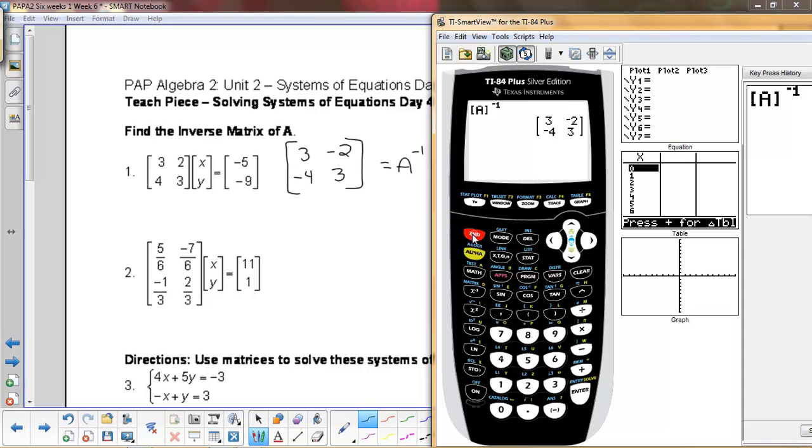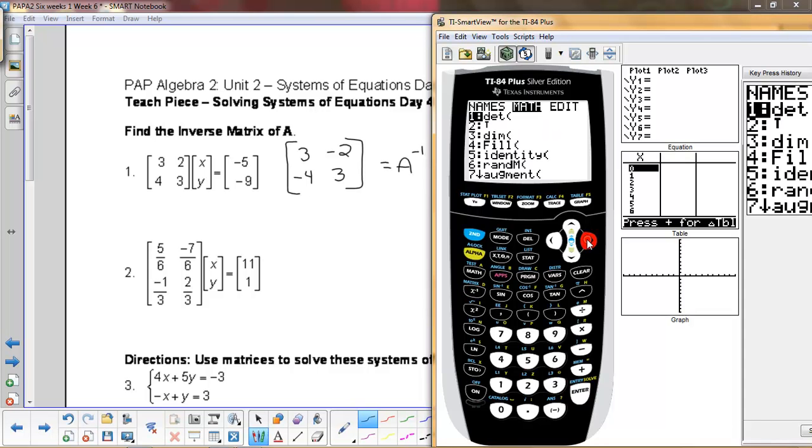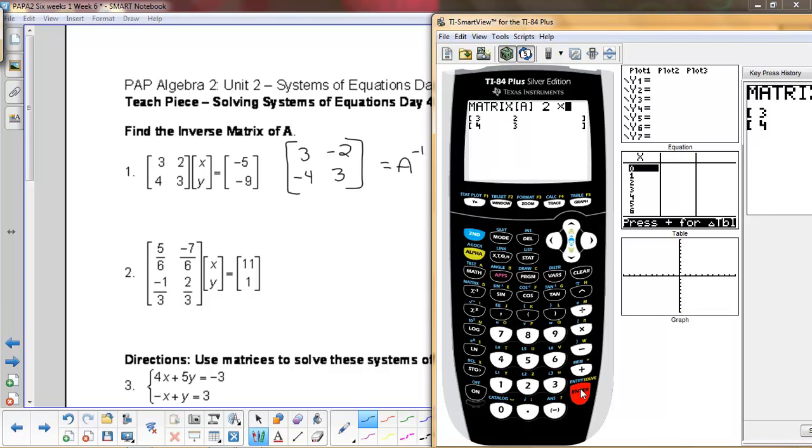Right, now that you've found matrix A, let's make sure that you've got it. The way to do it is going back and editing and filling in your values. 5 divided by 6, -7 divided by 6, -1 divided by 3, and 2 divided by 3.